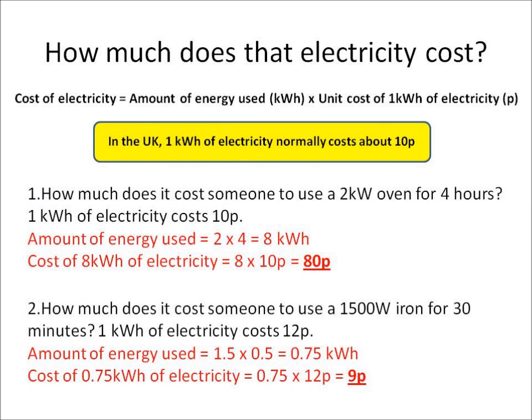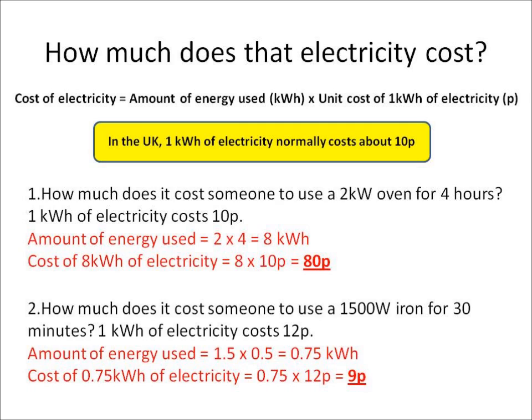Now, if we know how many kilowatt hours of electricity have been used, and we know the cost of each kilowatt hour of electricity, we can work out how much it's going to cost you to use different electrical appliances. So let's look at an example. I want to use a 2 kilowatt oven for 4 hours. So my first question is, how much energy am I going to use? And the answer is 2 kilowatts times 4 hours equals 8 kilowatt hours.